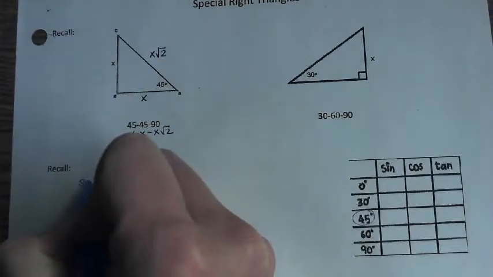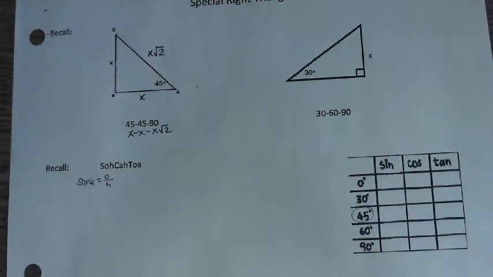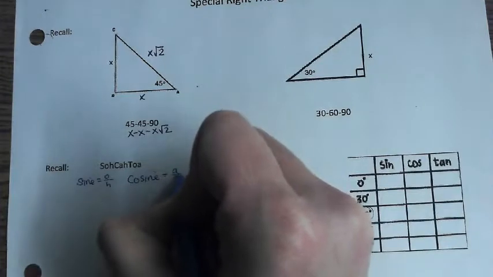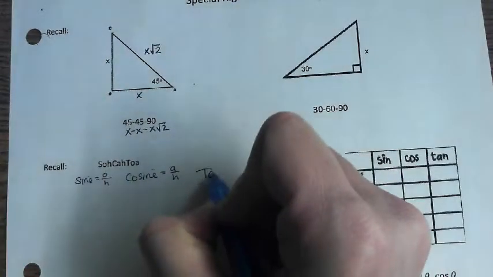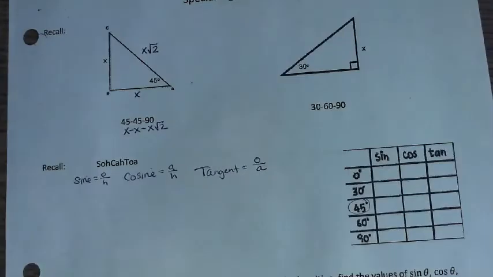Sine equals opposite over hypotenuse, right? Cosine equals adjacent over hypotenuse. That's the A and the H. And tangent equals opposite over adjacent. Follow?